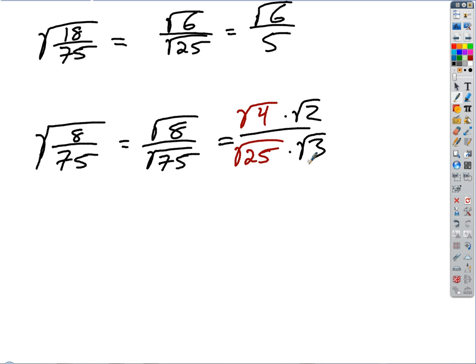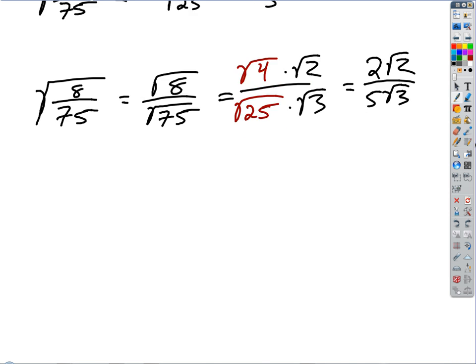So I get square root of 25 times square root of 3, right? So what am I left with on the top then? 2 square root of 2, okay? And on the bottom, 5 times the square root of 3. Okay, so let's move down here.